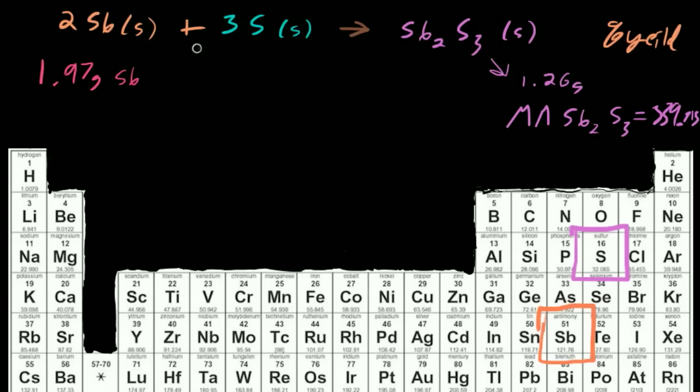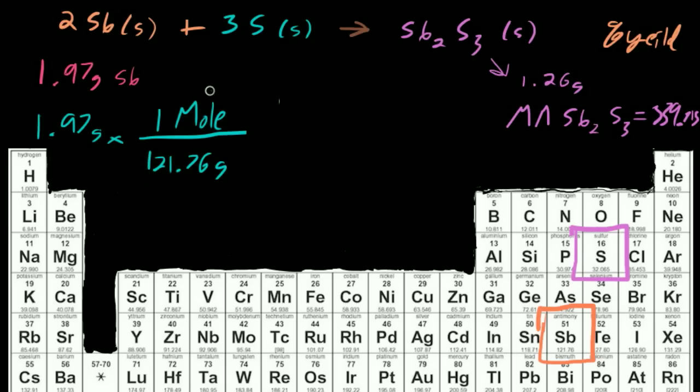Now let's figure out how much of this stuff we should have made. We're going to start out with 1.97 grams of antimony, times the molar mass of antimony: 1 mole is 121.76 grams. Then let's multiply this by our ratio. For every 2 moles of antimony that we put in, we're going to get 1 mole out of our product.